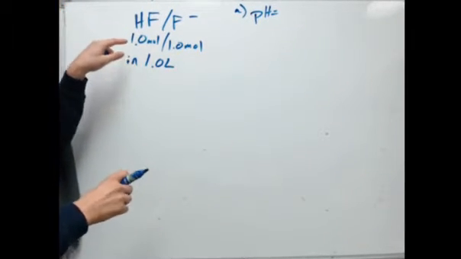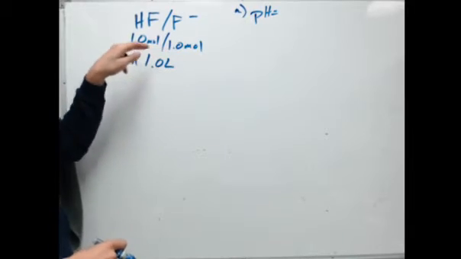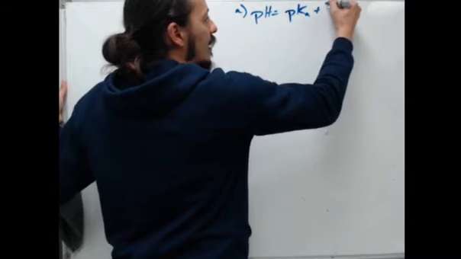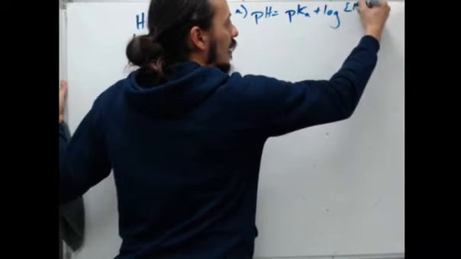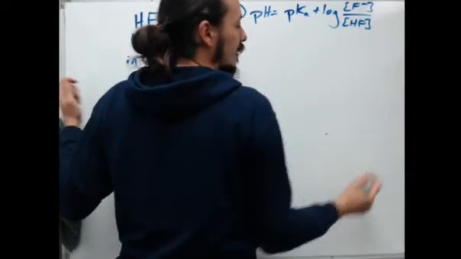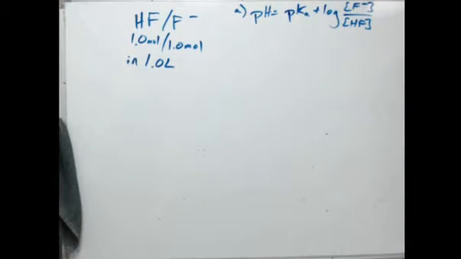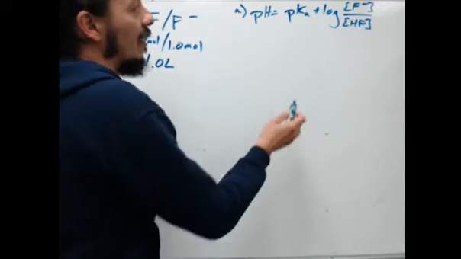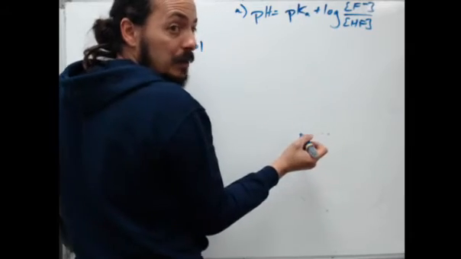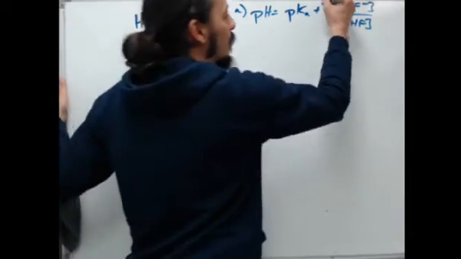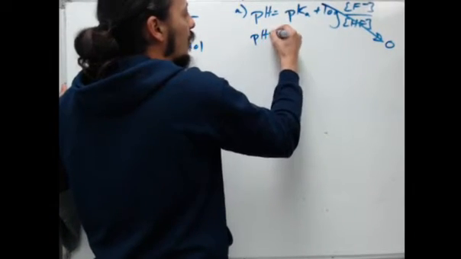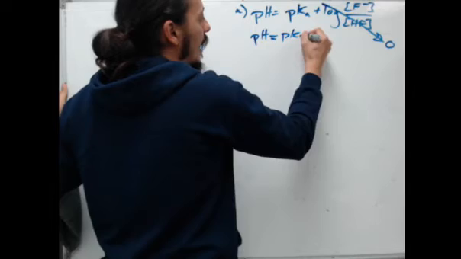Since we have a 1-to-1 ratio, we can use our Henderson-Hasselbalch, which is going to be pH equals pKa plus log F minus over HF. Because our F minus and our HF have the same concentration, we're at what special point? Midpoint. We can go ahead and say the log of 1 is going to be equal to 0. We're at this point where pH equals pKa.